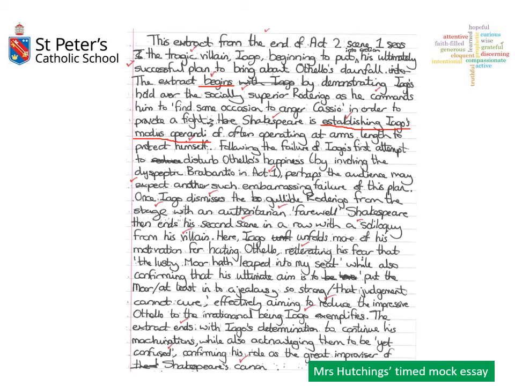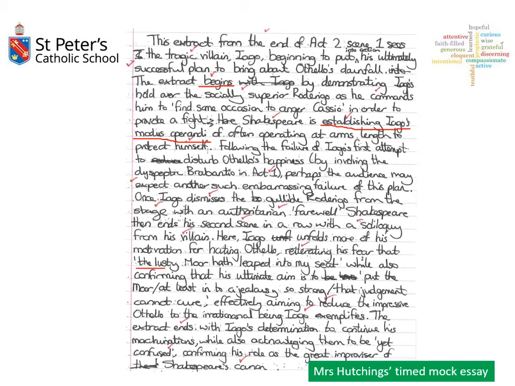Okay. And commentating on the significance of the content of the extract, not just what's happening. Okay, so you can follow that through, and again it's working its way through the extract. So we get here Iago unfolds more of his motivation for hating Othello, reiterating his fear that the lusty Moor hath leaped into my seat.